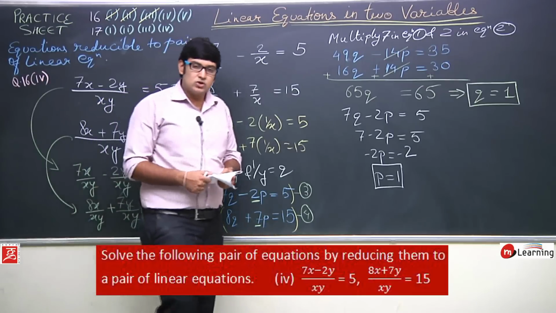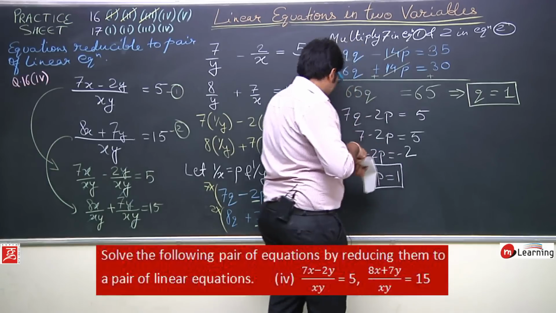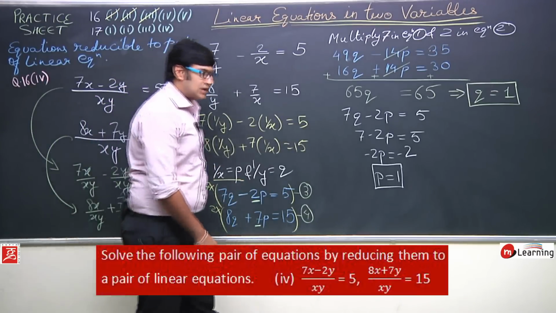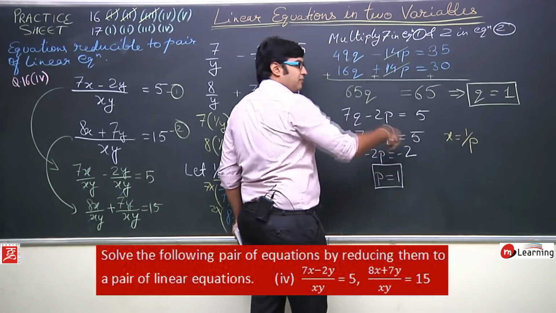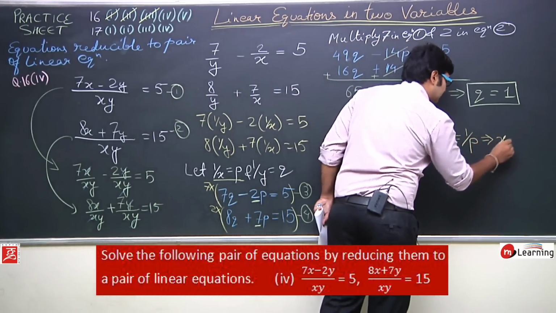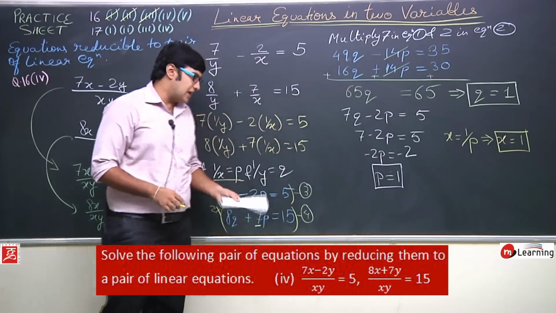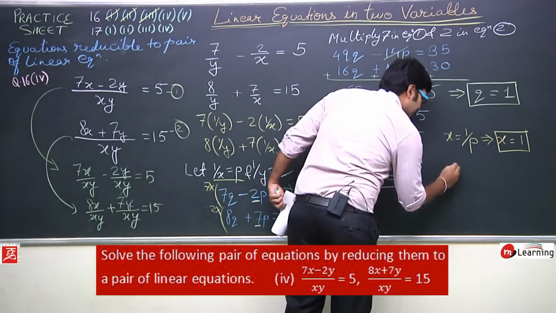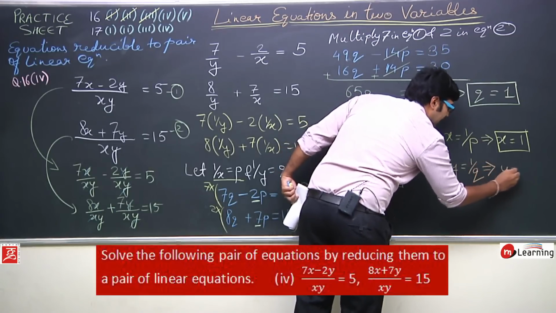Now what? Now you need to determine the value of x and y. What is the value of x? We have assumed here that 1 upon x equals p. So what is x? x will be equal to 1 upon p. And what is the value of p? p equals 1. So you will get x equals 1. This is the value of x. Then what is y? 1 upon y equals q. So if 1 upon y equals q, it means y equals 1 upon q, which implies the value of y is 1.